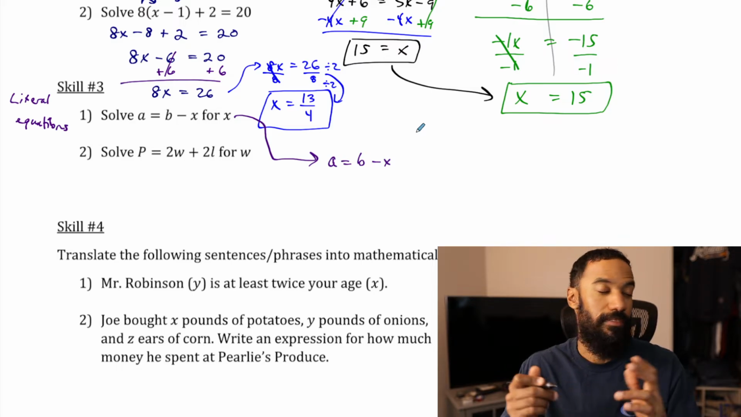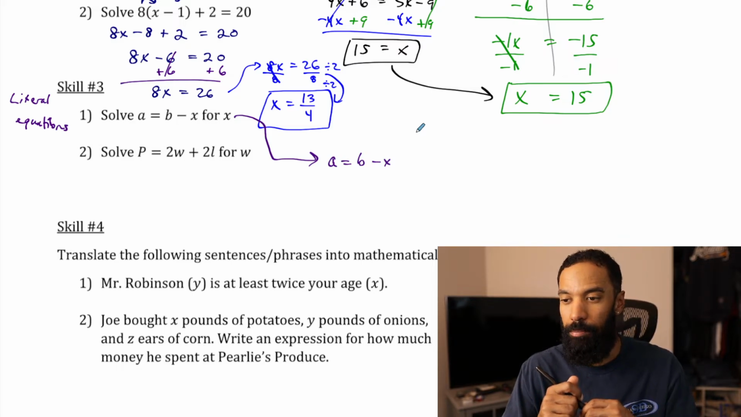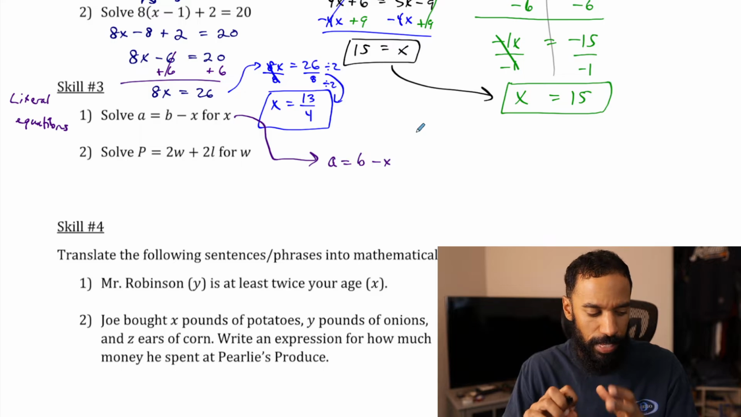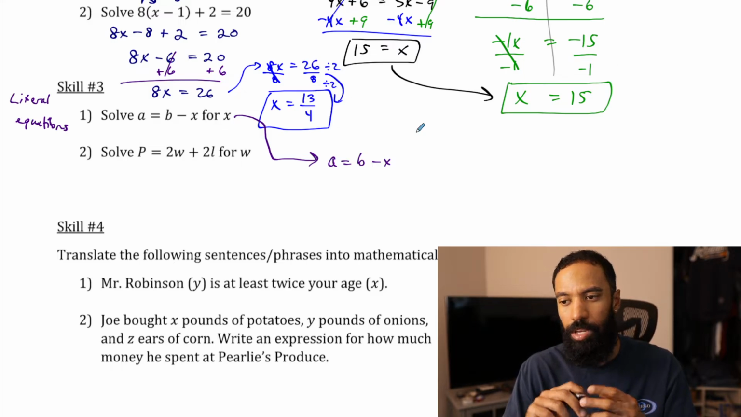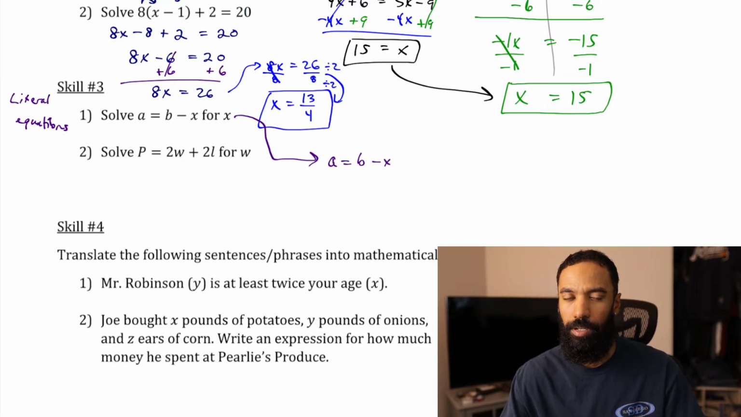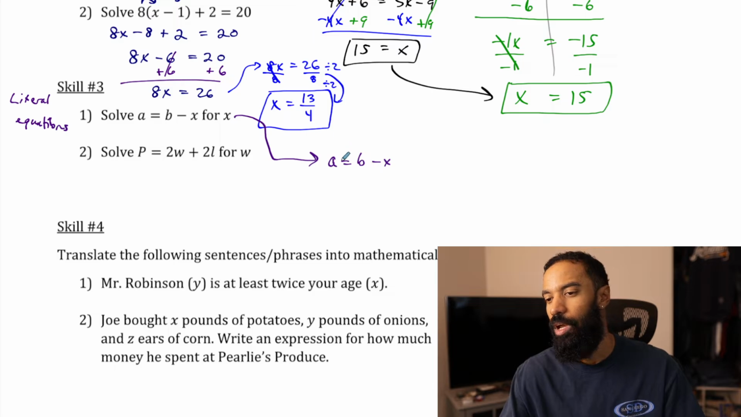Now, literal equations have their usage. We talk about slope-intercept form, things like that, y equals mx plus b, getting y by itself. In other formulas, isolating that one thing is how you get that particular part by itself. So they have their uses here. And there are, again, two ways I can do this problem, a lot like problem 1 in skill number 2.